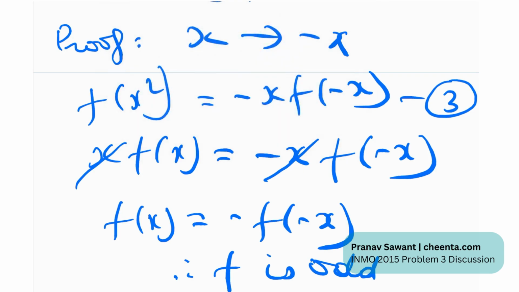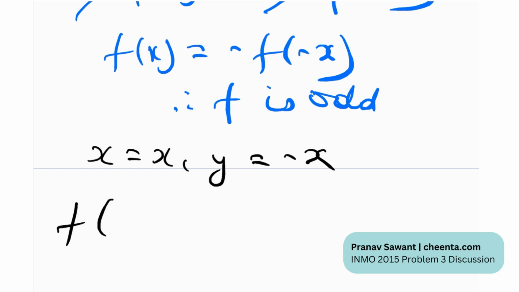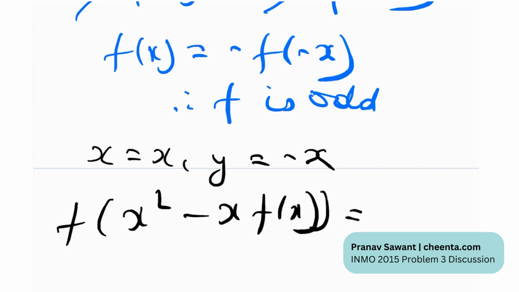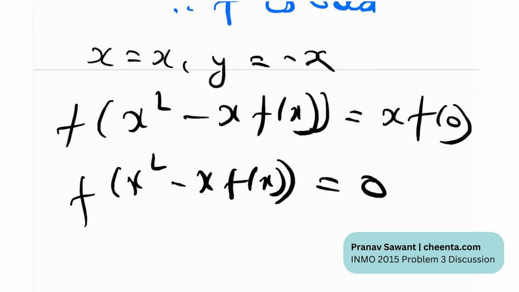So now that f is odd, what can we do? Now I'm just going to plug in x equals x and y equals minus x. When I do that, I'll get f of x squared minus x times f of x is equal to x times f of 0, and f of 0 is essentially 0, so I'll get f of x squared minus x times f of x is equal to 0.